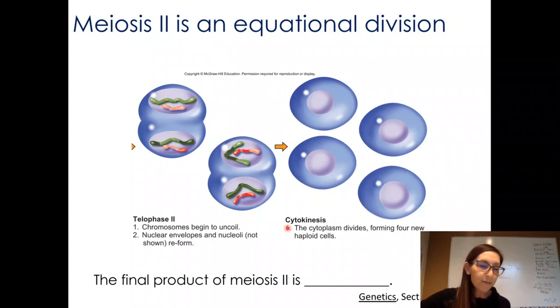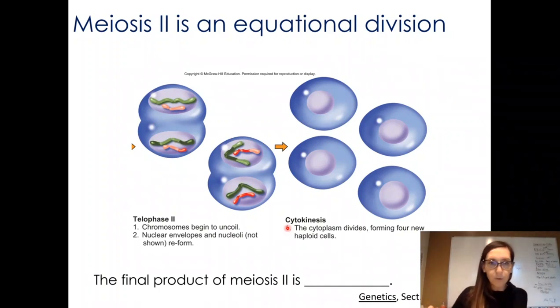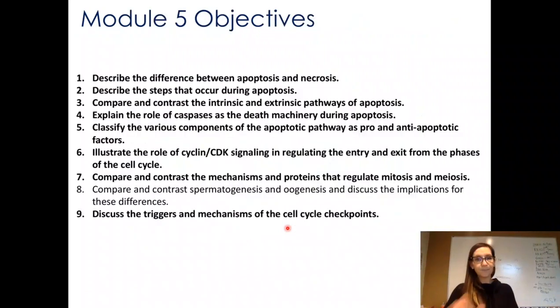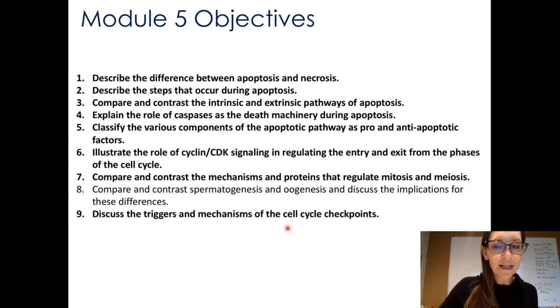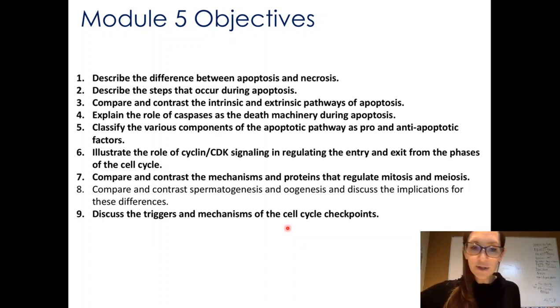Okay, final product of meiosis 2 is 4 total cells, and those cells are haploid. So the final product should be 4 haploid cells. That's different than mitosis, right? In mitosis, we created 2 diploid cells. Okay, so hopefully through that comparison, you got some of the major differences between mitosis and meiosis.